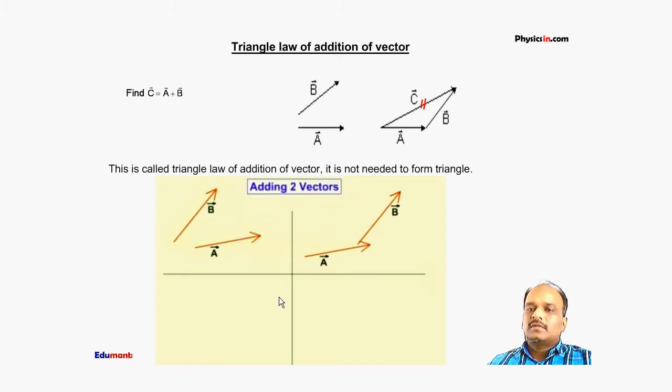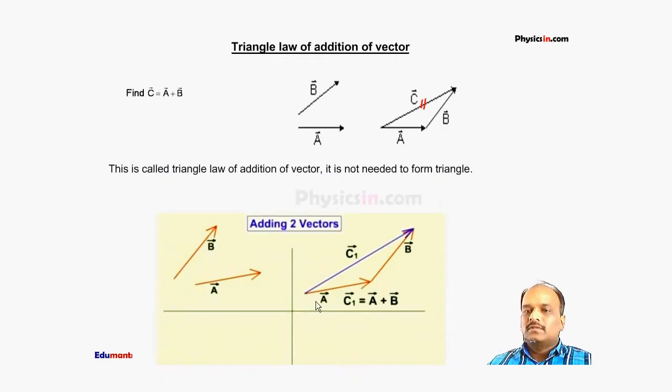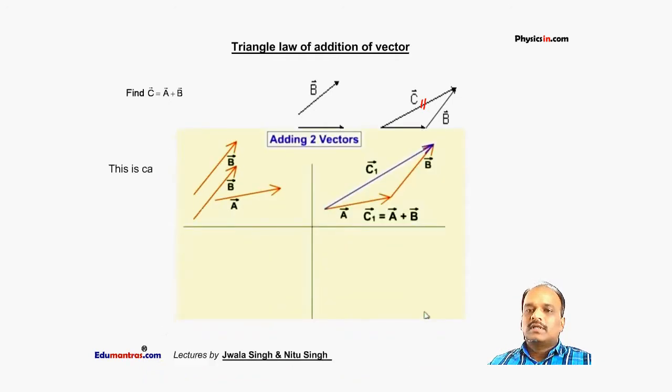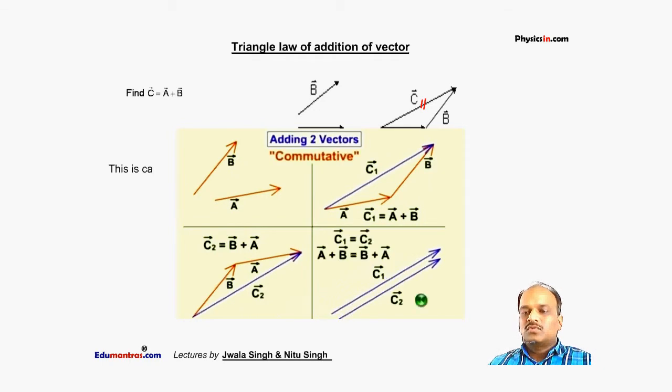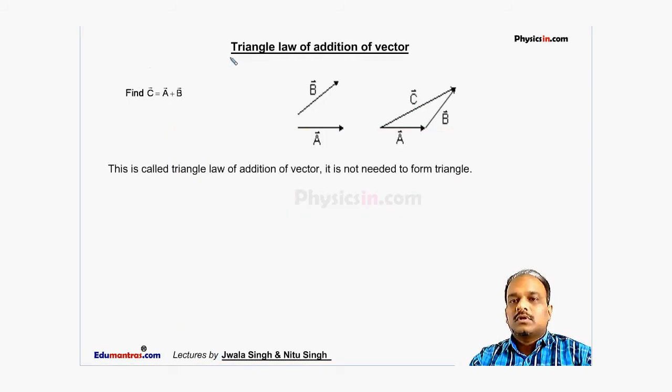This is vector A, this is vector B. This can also be done as this is vector B, this is vector A, and this is vector C. If you see this C1 and if you see this C2, these two are actually same. So A plus B is also equal to B plus A. And after addition law, we will discuss how to subtract two vectors.